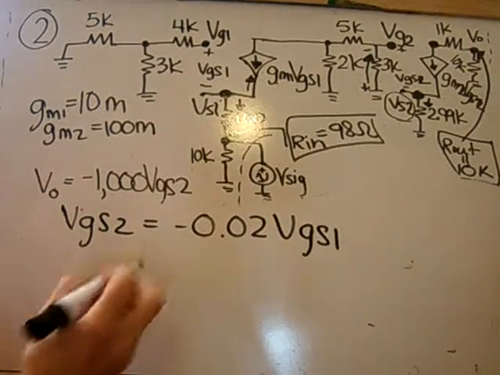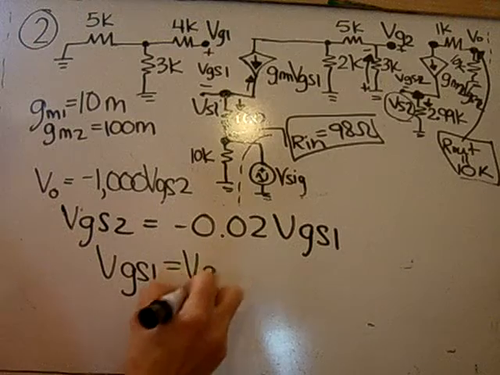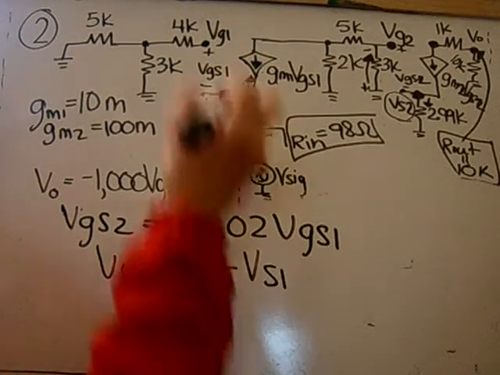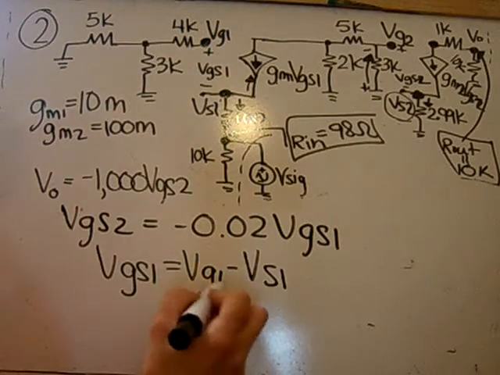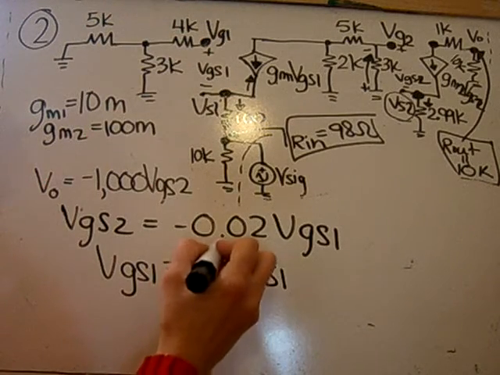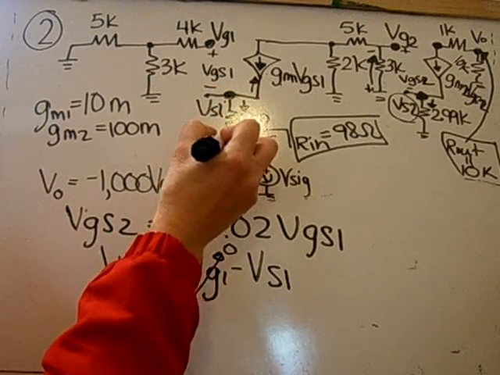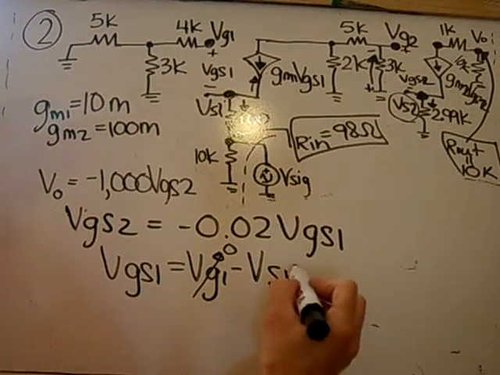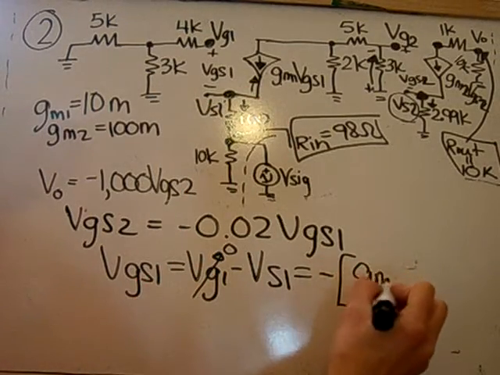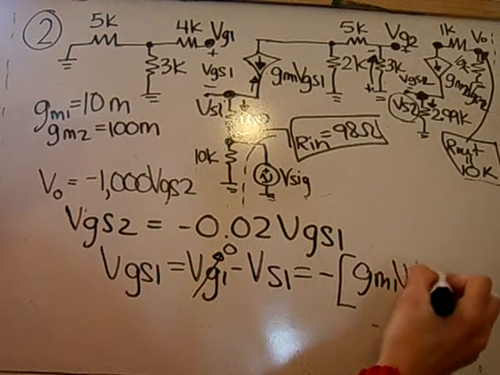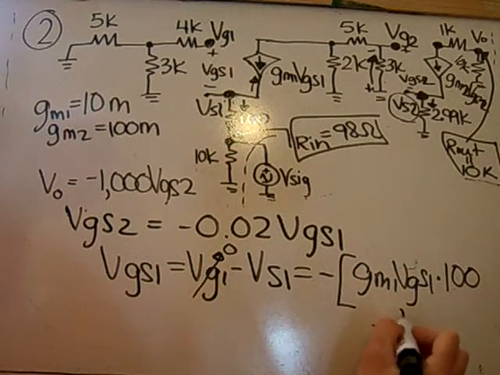And VGS1 is the same idea. VGS1 is equal to VG1 minus VS1. And VG1 is this node up here. There's no sources up here, so this is actually 0. And VS1 is the drop across this plus the drop across that. So it's a minus GM1 VGS1 times 100, and then plus V sig.